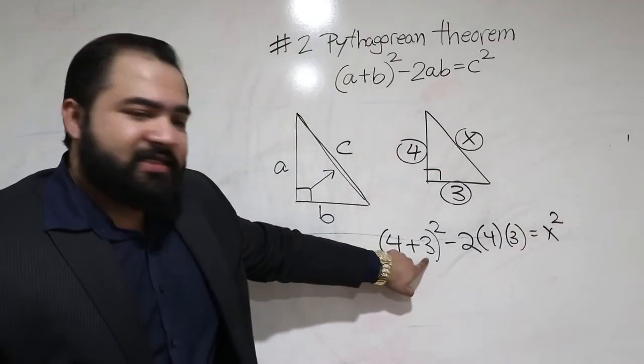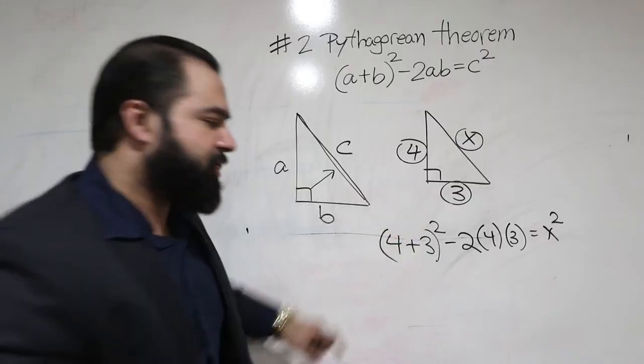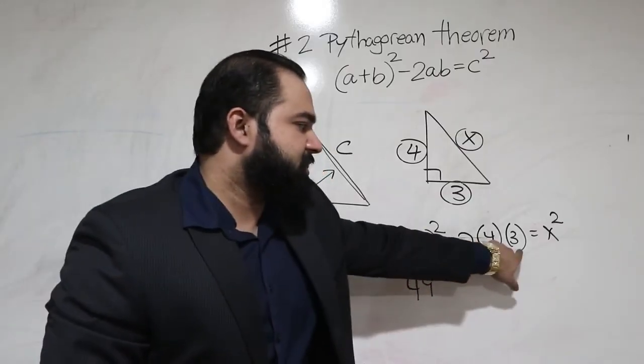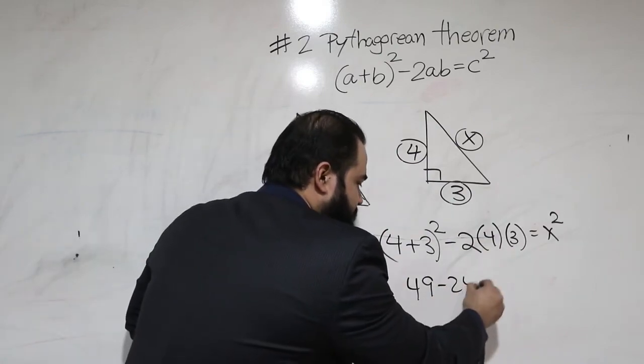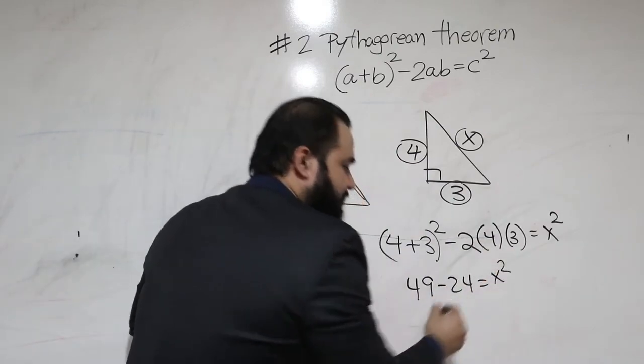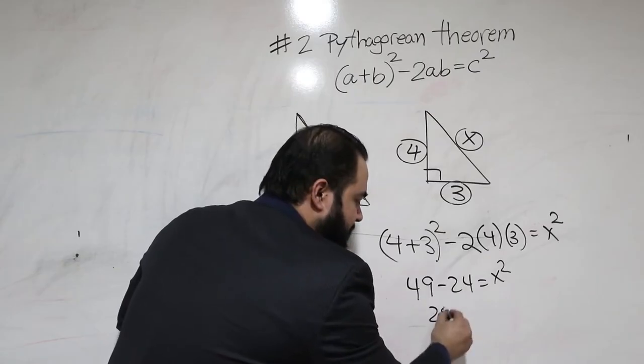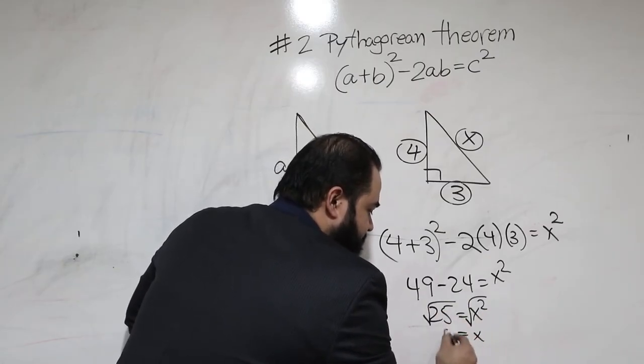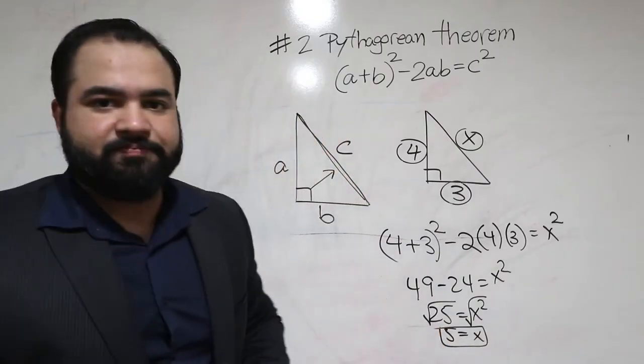Now 4 plus 3 is 7. 7 power 2 is 49. Now here 2 times 4 is 8. 8 times 3 is 24. You just subtract it. Now we get 49 minus 24 is 25, equal to x squared. Now square root, so x is equal to 5. We get the same answer.